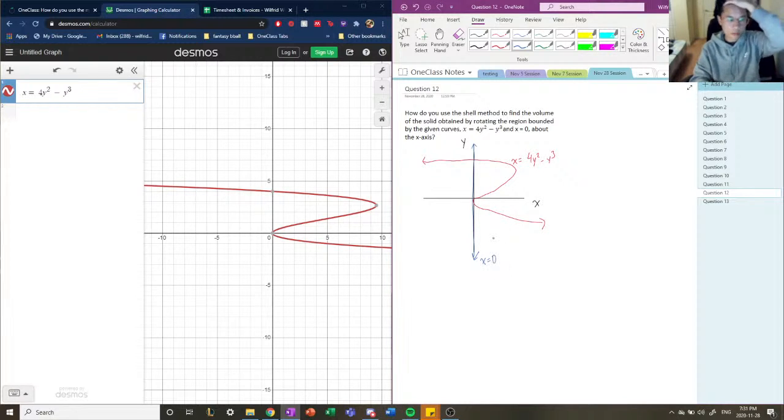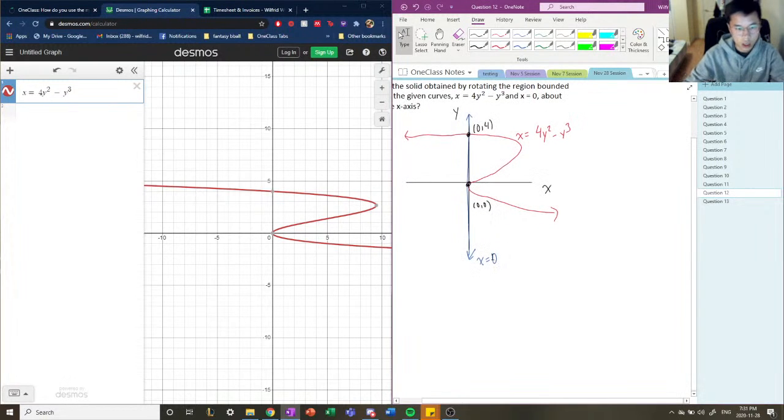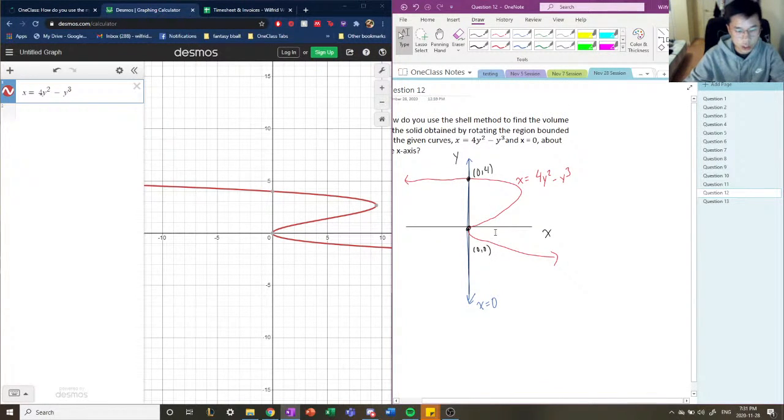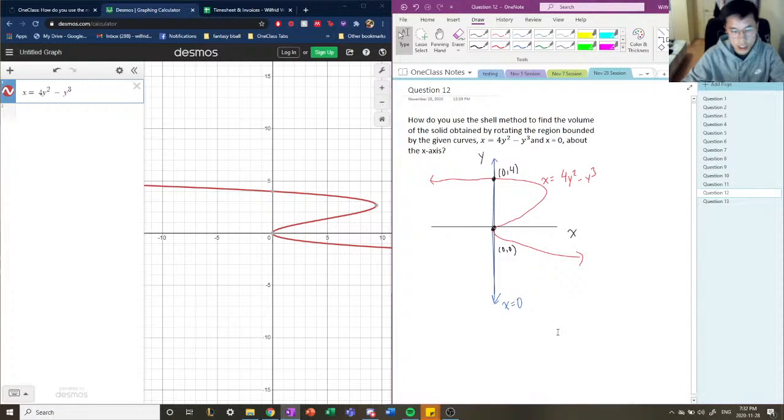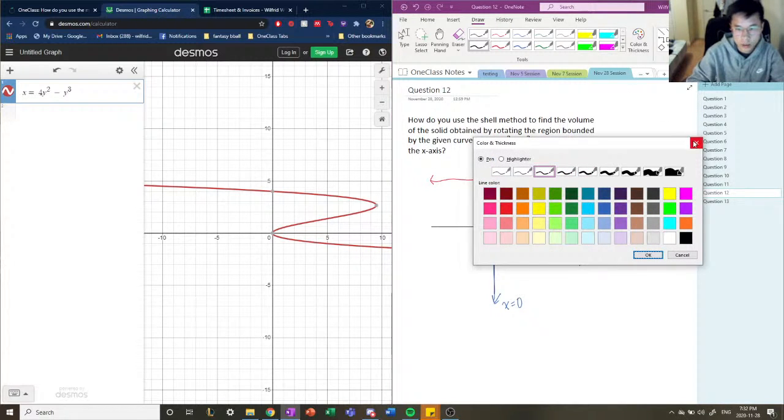Alright, cool. So our bounds for our integral, or our bounds for our solid, is going to be here and here. And in this case, that will be 0, 4, and 0, 0. So we know that now the bounds of our region is from 0, 4 to 0, 0. Okay, cool. So now they're telling us that this solid is created by rotating this region around the x-axis.